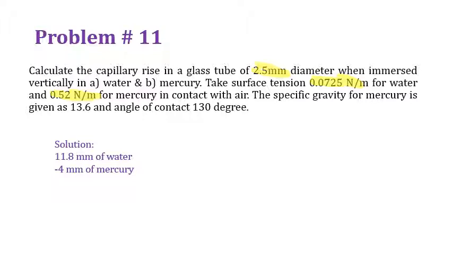Then for the second case, for the mercury, the surface tension value will be 0.52 and theta is given 130 degrees and specific gravity is given 13.6. So its density is specific gravity into 1000, which is 13,600 kg per meter cube. Now substitute all these values and you'll have this answer: minus 4 millimeter for mercury. This minus sign shows that it is capillary fall.